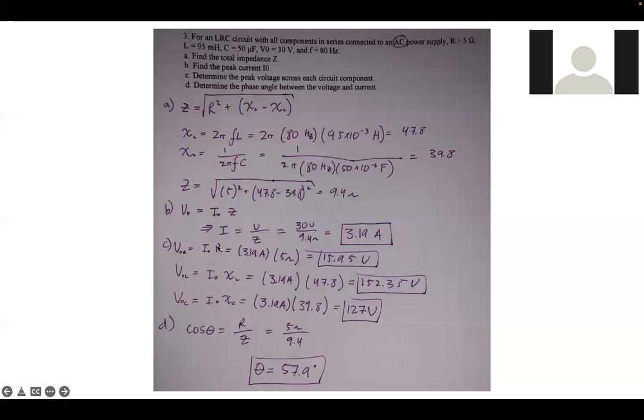Next thing we're going to look for is that phase angle. That phase angle will always have this equation. Sorry, there should be an inverse cosine here. And then we'll end up finding our theta.